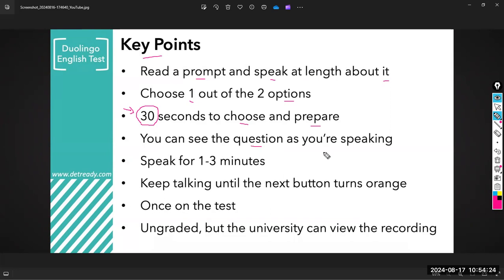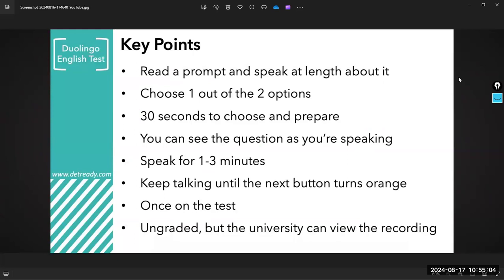You can see the question as you are speaking. Again, it is the same as writing. So you can see the question as you are writing, and you can see the question as you are speaking. Okay, so I have to speak for 1 to 3 minutes, 3 minutes maximum. Keep talking, please, until the next button turns orange. Absolutely, this module is going to be shown only once in the Duolingo test. And finally, as we mentioned, this module plus the writing module are ungraded.